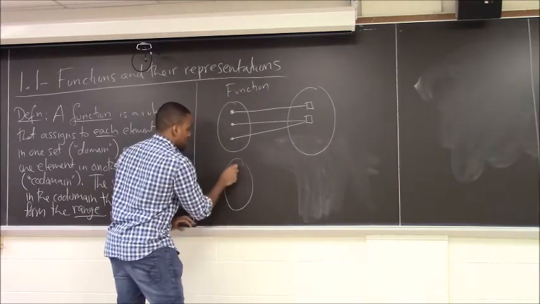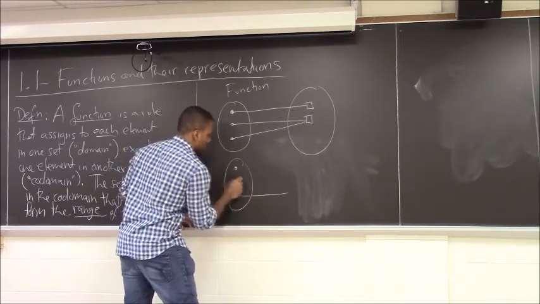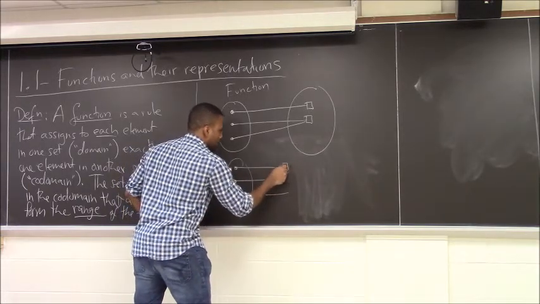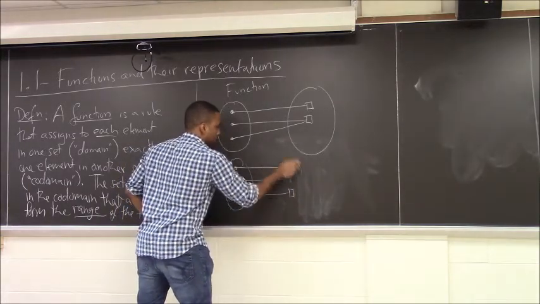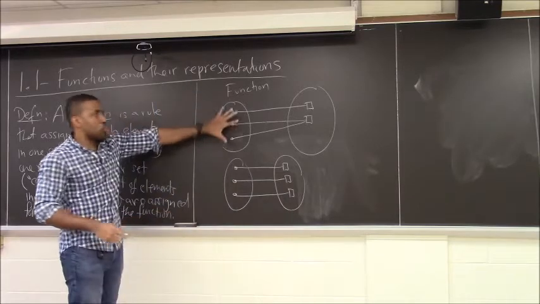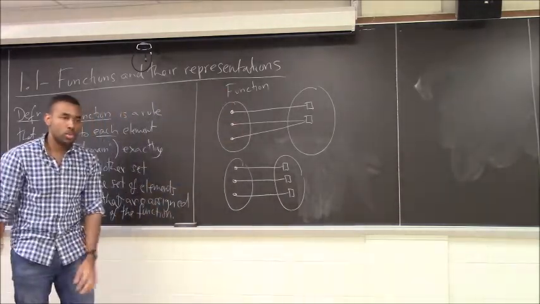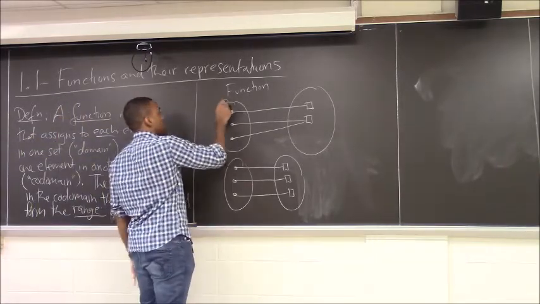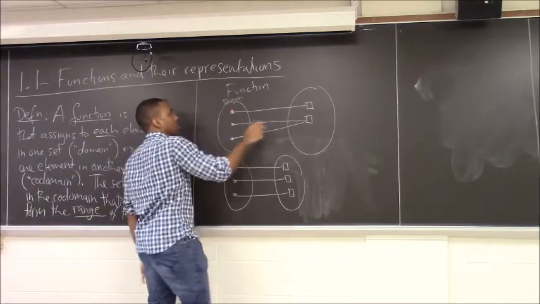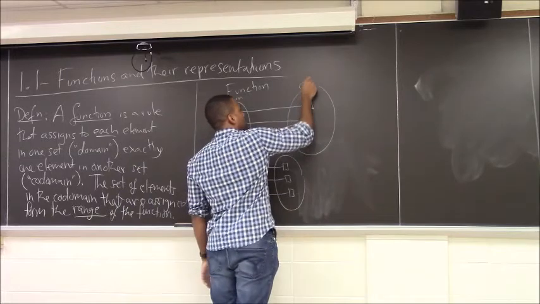Another example would be, you can have each individual thing going to a different thing. This group here, the group where we are making the connections, is called the set of inputs or the domain. So this is called the domain. This is called the codomain.